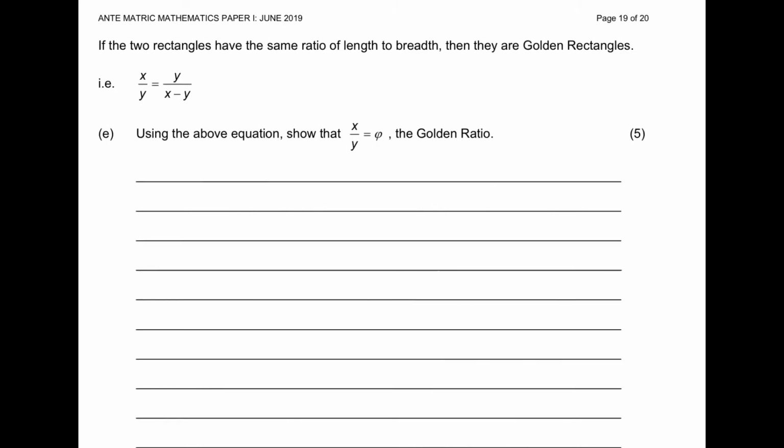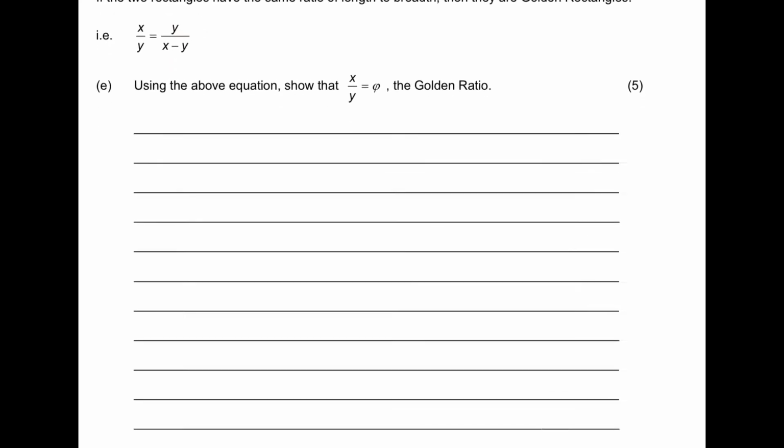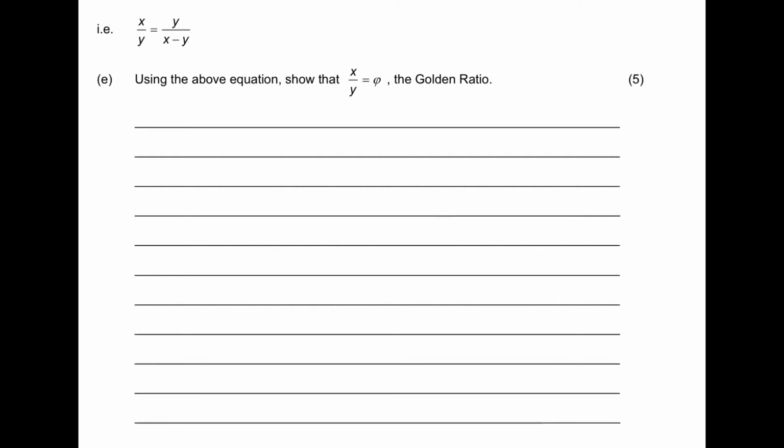Over the page on page 19, the final page of the paper: if the two rectangles have the same ratio of length to breadth, then they are golden rectangles. In other words, the ratio of the big rectangle 1, x to y, will be equal to the ratio of the smaller rectangle, y to x minus y, and that makes it a golden rectangle. So using the above equation, show that x over y equals phi, the golden ratio.